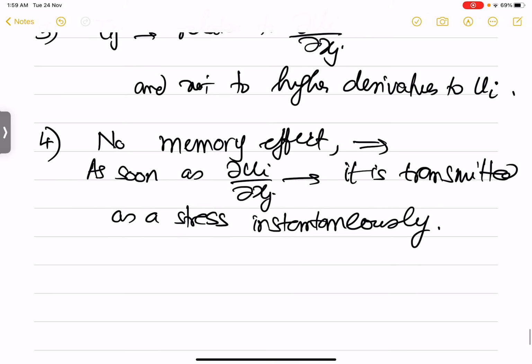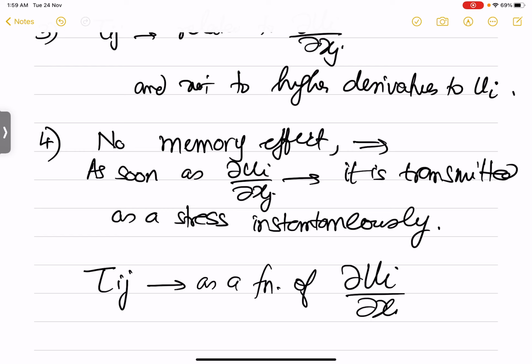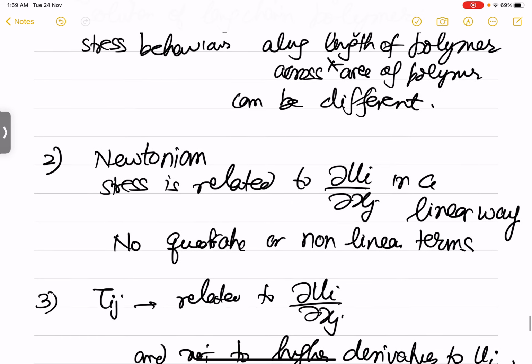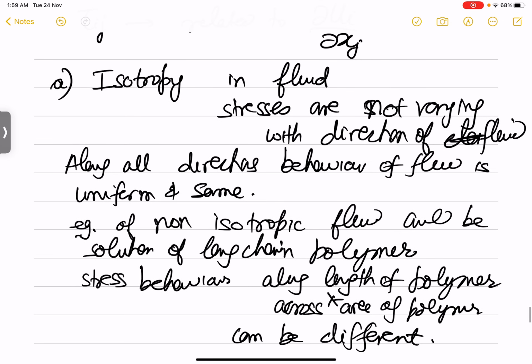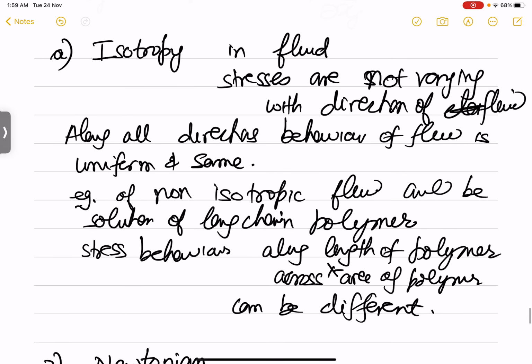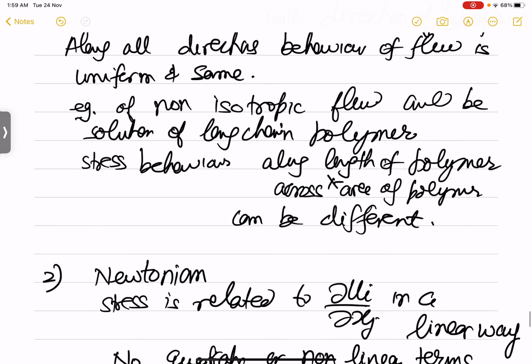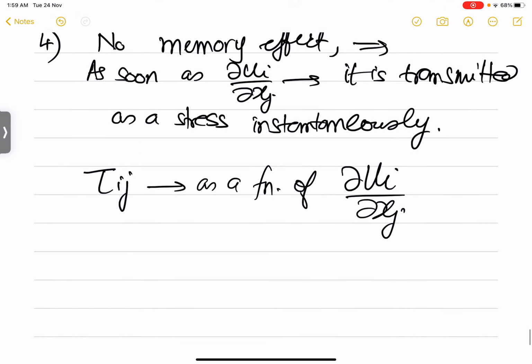When we make all these assumptions, then we will put tau ij as a function of dui by dxj, and this we will do in the next class, that we will then put tau ij as a linear function of partial ui by partial xj. And the reason why we have gone through so much detail in the derivation is that in case you come across a case where these things are not met, then you will know where to deviate from this derivation.